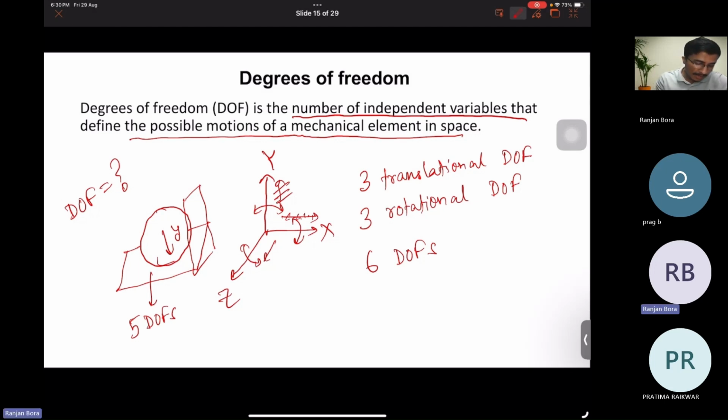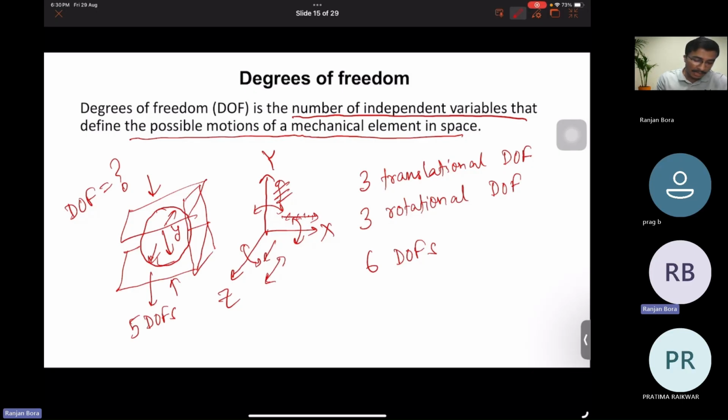Yeah, if we place the plane on the top, same. No, it will not be 3. See, if we place the plane on the top, it will be free to move along the z direction. So if we place the plane here and constrain it by applying some load, then it will be fixed.